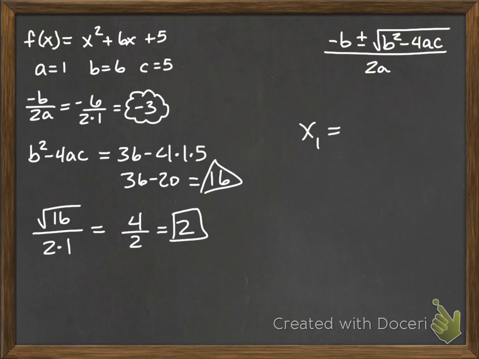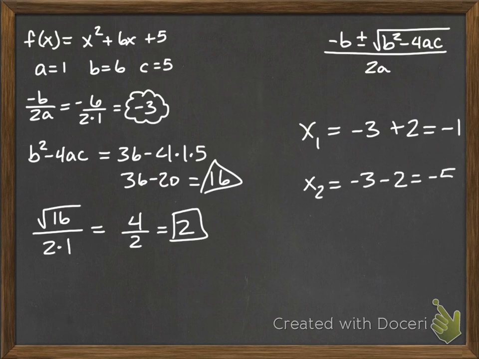is going to be our first, which was negative 3. So we have negative 3 plus whatever's in our square, which is a 2. So negative 3 plus 2 is just negative 1. And our x2 is negative 3 minus 2. So that's negative 5. So our two answers are x equals negative 1, x equals negative 5.